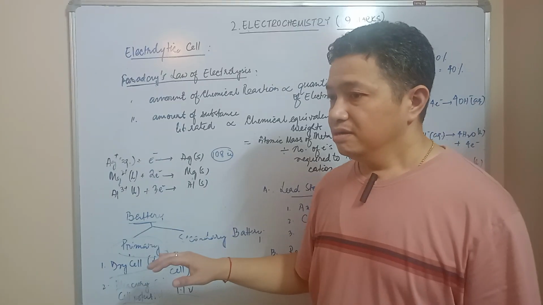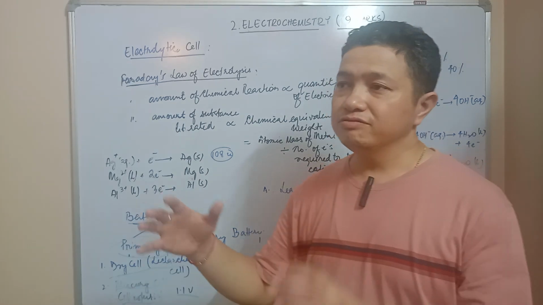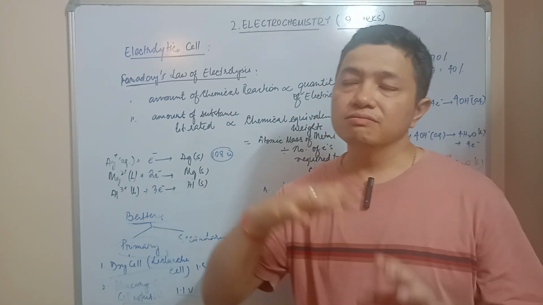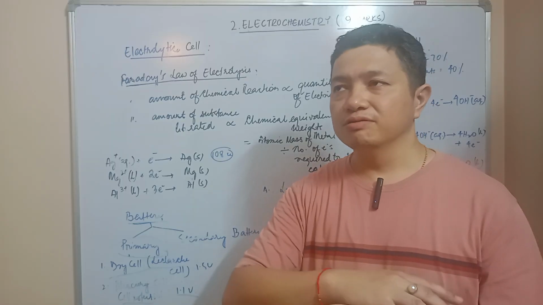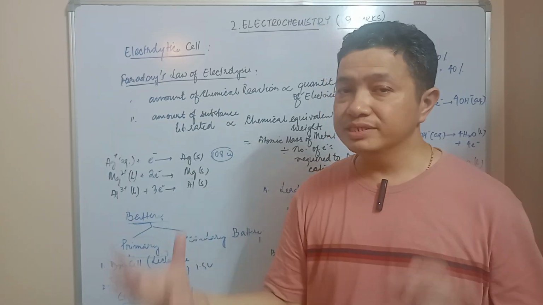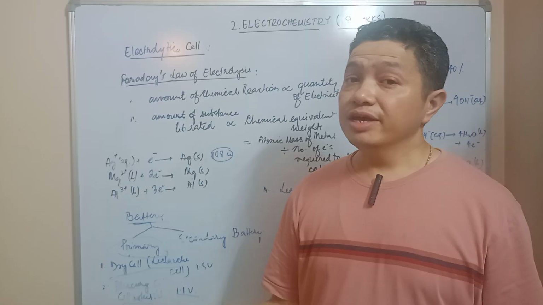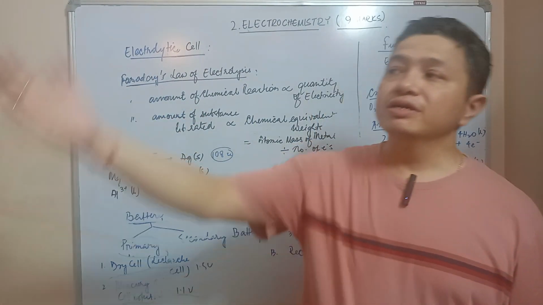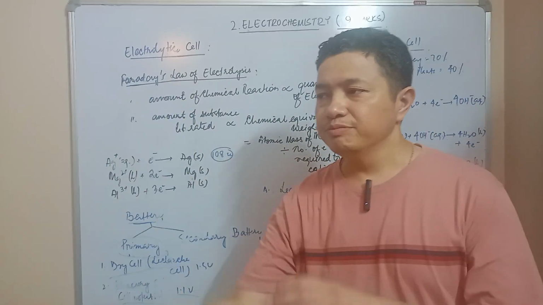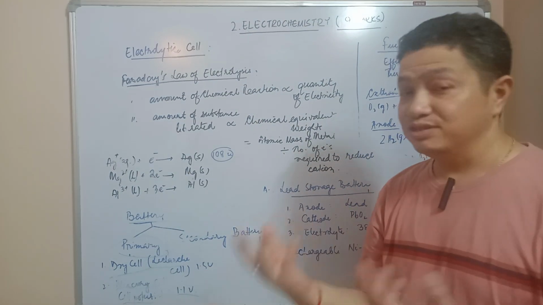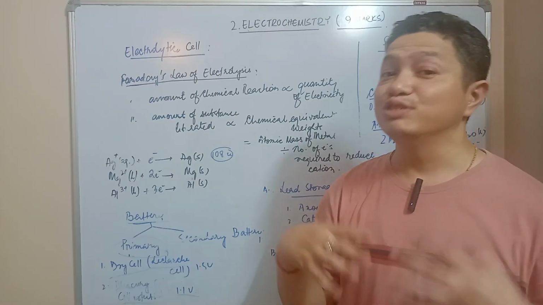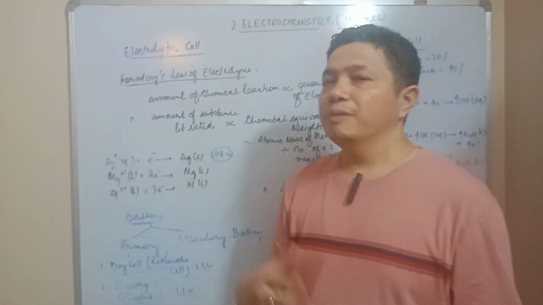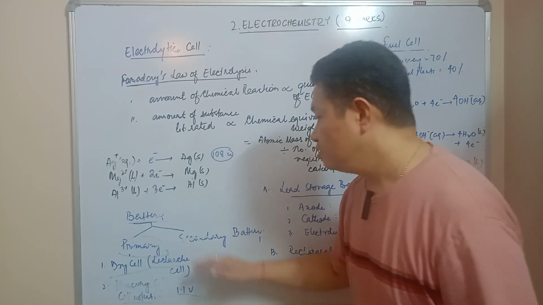But here, after all the reactants are converted to products, the electricity stops. What we can do is pass electricity to it again, and the reaction will be reversed. The products will become reactants, so that it can start again. It's recharged. After that, the chemical reaction will start again, and these are called secondary batteries.